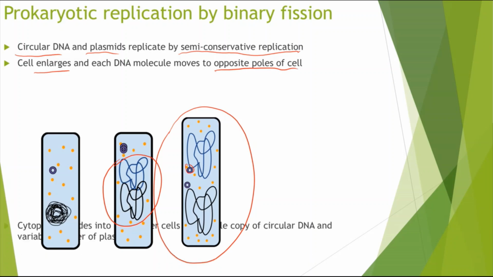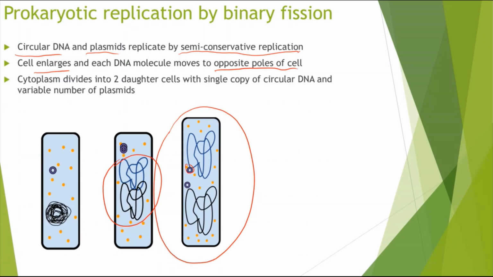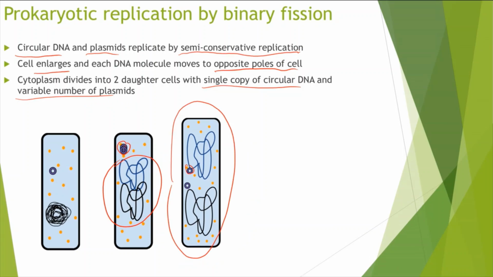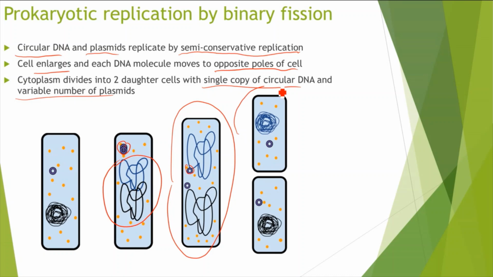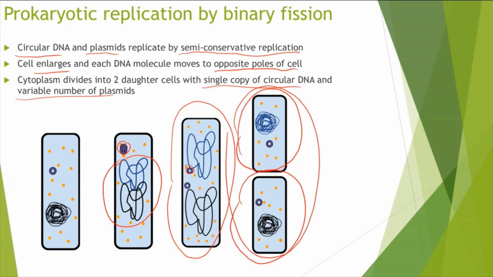And then finally, to finish it off, the cytoplasm would divide into two daughter cells with a single copy of circular DNA. So each cell that would form would get a single copy of the circular DNA, as well as the variable number of plasmids. Looking at the diagram again, we have formed two new cells, so the cell walls aren't connected anymore, and these would be our two daughter cells, each containing a single copy of the circular DNA and a variable number of plasmids.